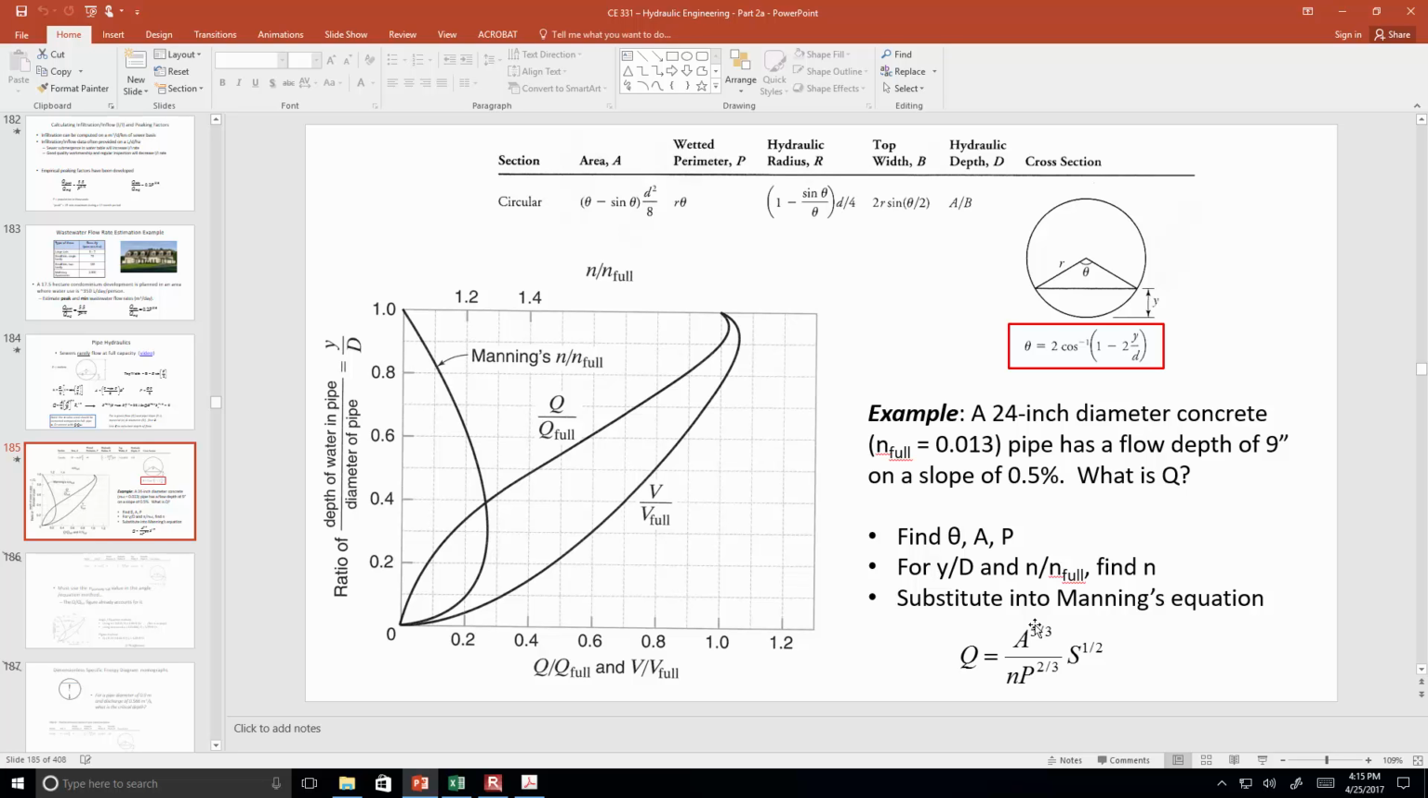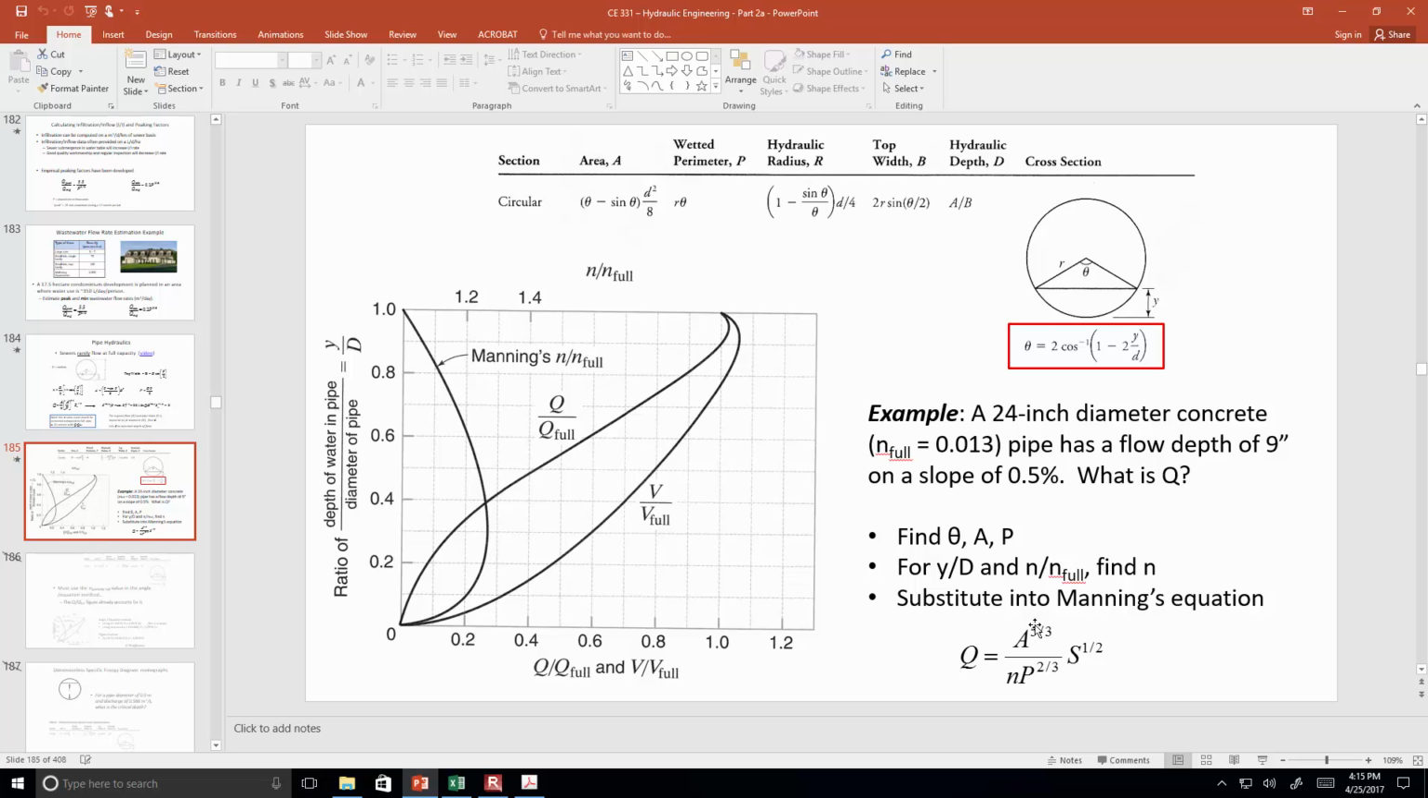You don't seem to comprehend. Okay? So we don't really care about Q full. We want to know what's the flow rate under these conditions. So the flow rate under these conditions, when you've only got 9 inches of water going through a 24-inch pipe, that's the 3.75. So we went through the procedure and found that.